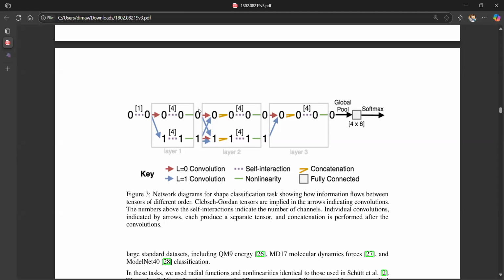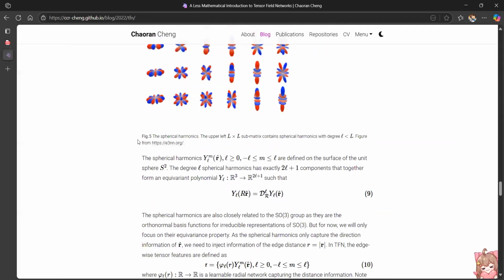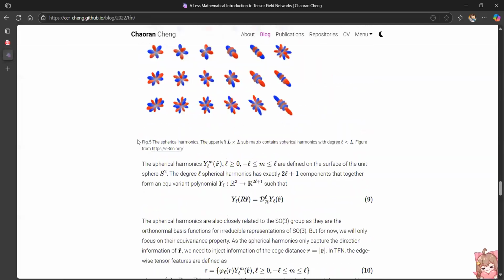Just regarding this one, I remember there should be another scheme here. Let me just find it.